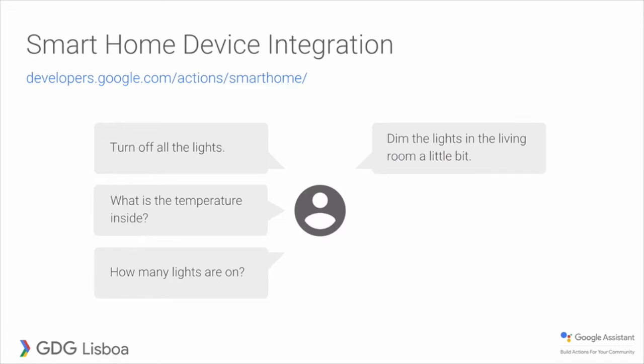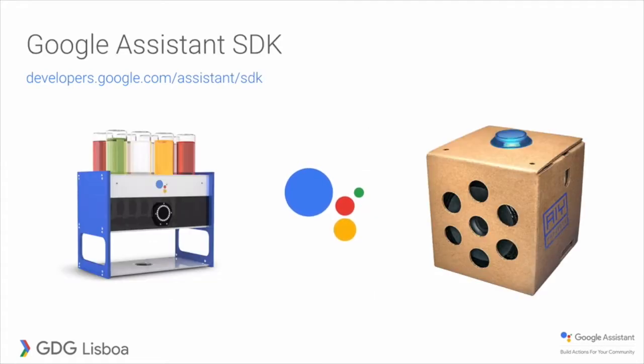And you know what lights to turn on. Or it's going to say, what's the temperature? How many lights are on? Dim the lights. What are the things in the living room? And make it warmer. All of that is going to go to your backend, and you don't have to rewrite everything for the Google Assistant. It's all already there. You just have to integrate that.